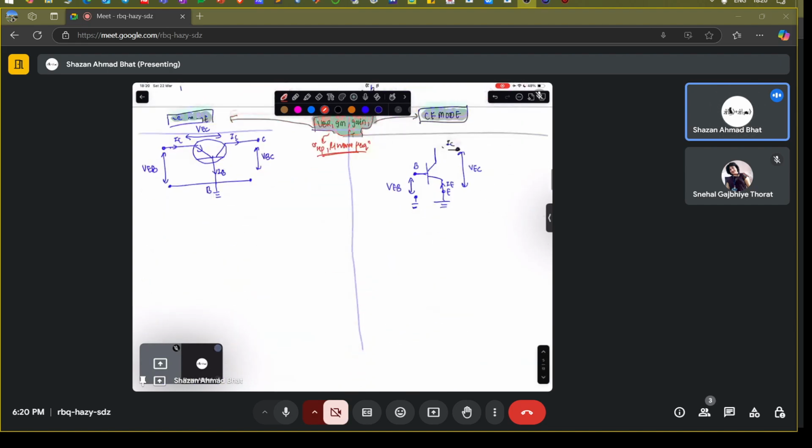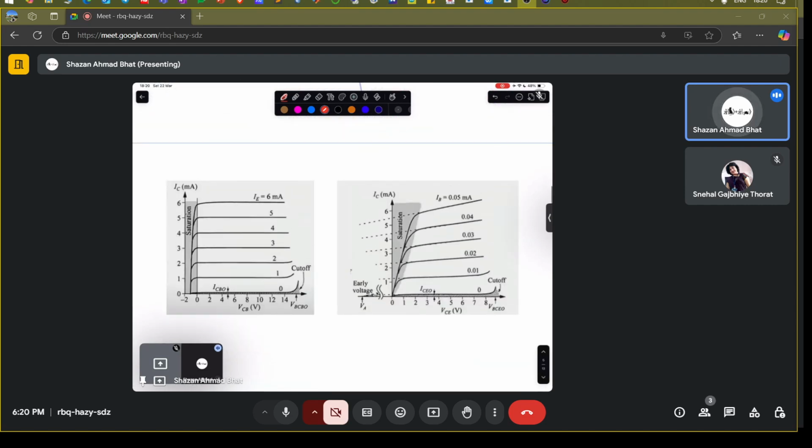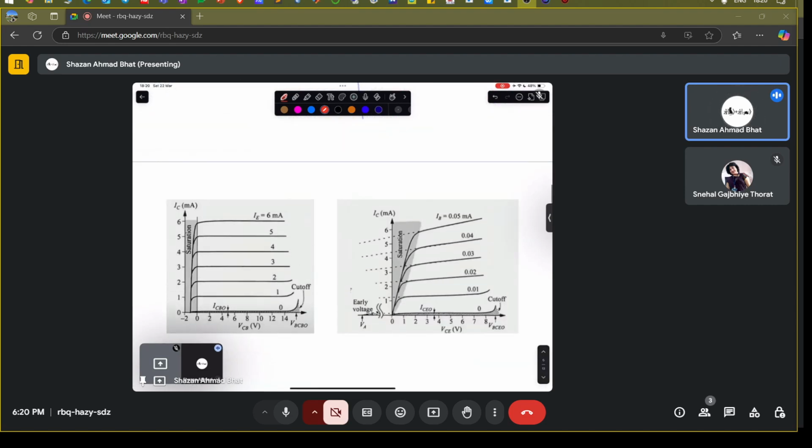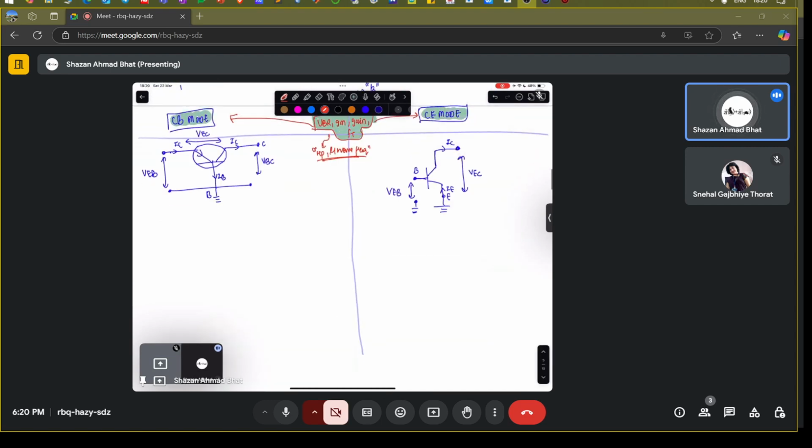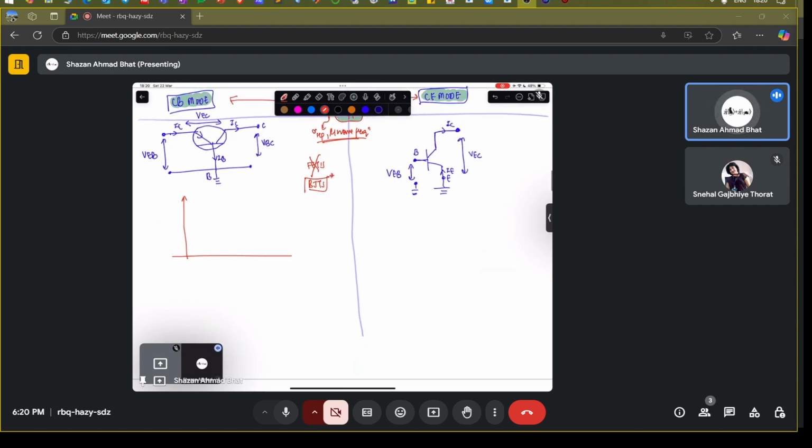Now, if we look at the characteristics, let me just take this particular picture. Whether I can take it? No, I cannot take it. But let me draw it. If we look at the current voltage characteristics in these particular devices, these are not FETs. These are not field effect transistors. These are BJTs.